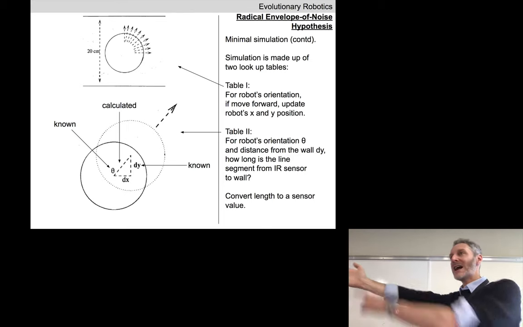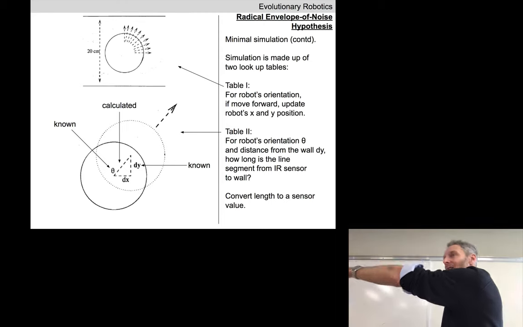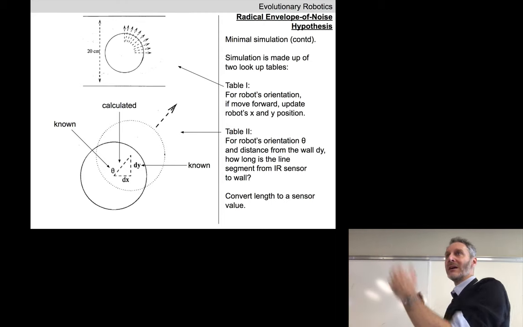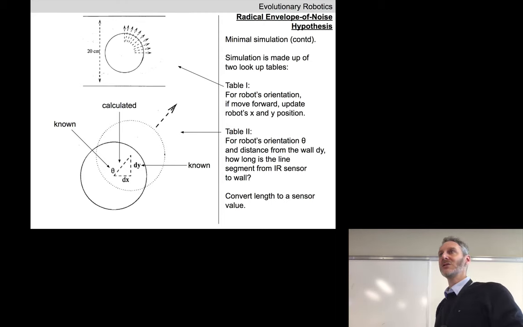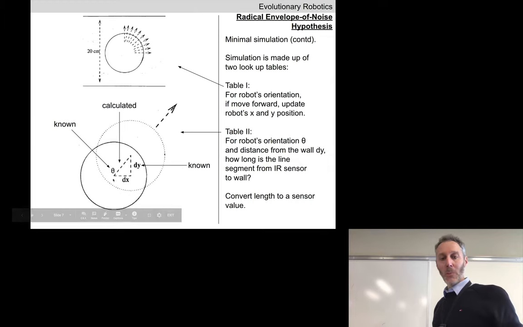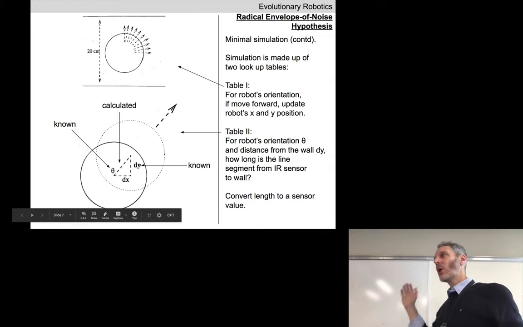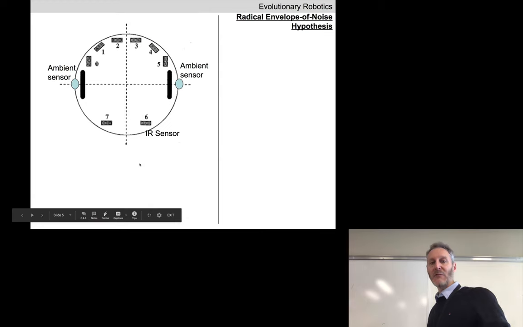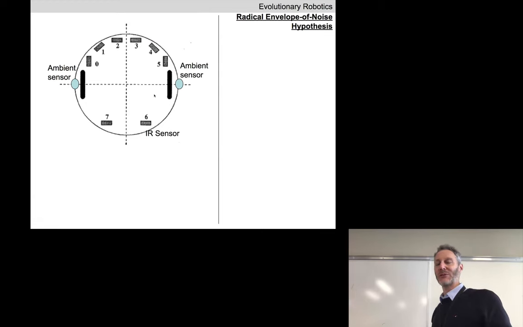A theta of 90, so the wall is off here. I shoot my infrared beam this way. The infrared sensor reports a value of zero. Right? So for a whole bunch of thetas and dys, what is the likely value of the infrared sensor for each of the eight sensors?